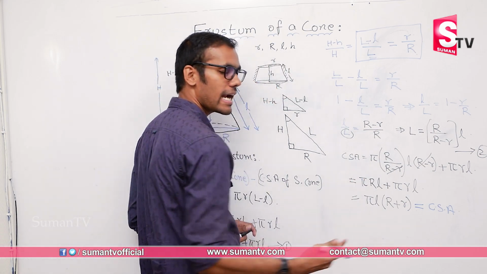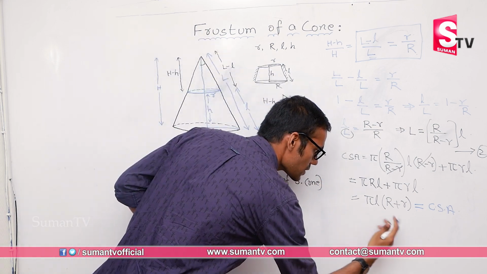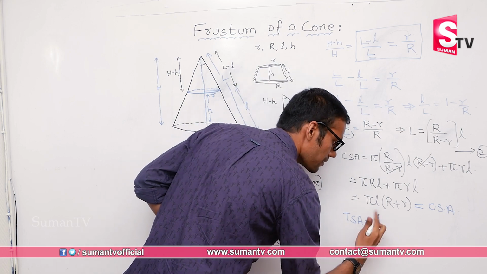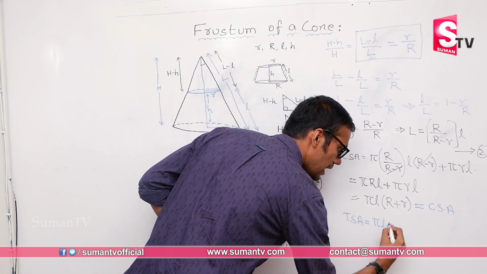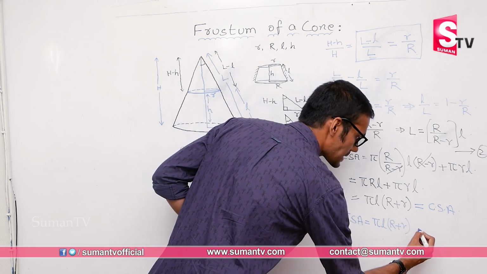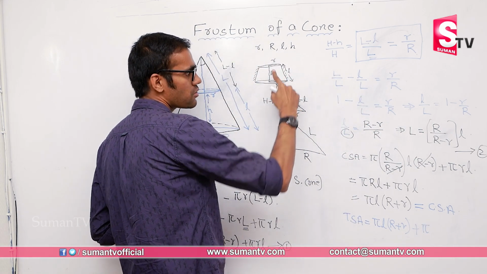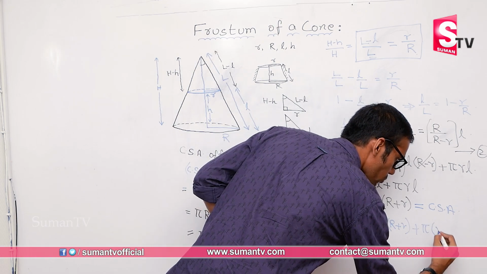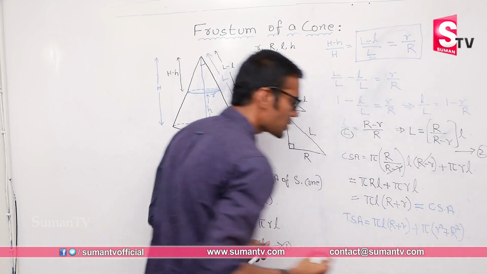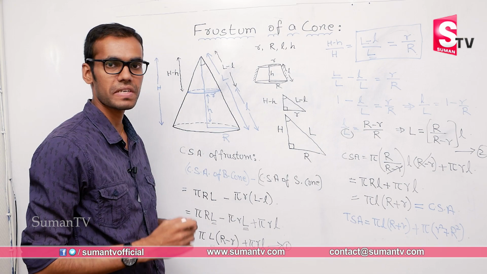You have to just add pi small r square and pi capital R square to the CSA. So TSA will be equal to CSA, which is pi small l (capital R plus small r), plus pi into (small r square plus capital R square). So this is the derivation of TSA of the frustum of cone and CSA of the frustum of cone.